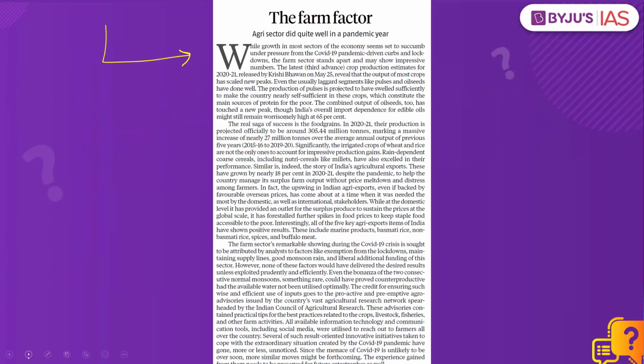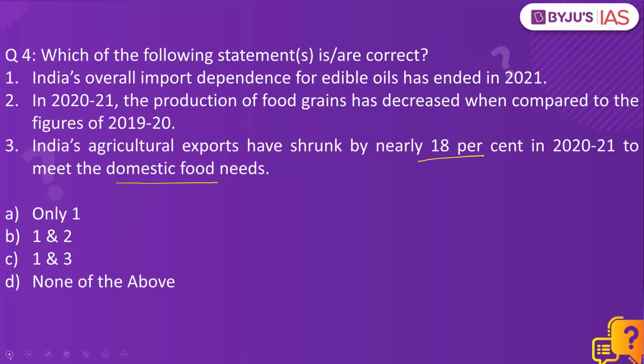If we look at the country, the growth in almost all the sectors, or most of the sectors, is under pressure. But the farm sector stands out because of its performance, and it has shown impressive performance. We have seen that there is an increase in the production of edible oils. But despite the fact that there has been an increase in the production of edible oils, we are still dependent upon imports to meet our edible oil needs. So statement 1 is incorrect because yes, there has been an increase in the production of edible oils, but even then we are import dependent.